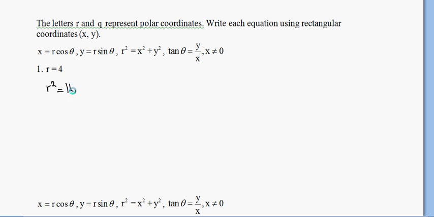So I'm going to square both sides. I get r squared is equal to 16. r squared is x squared plus y squared, so I get x squared plus y squared is equal to 16. So again, in this case we're just converting from polar to Cartesian. That means we want to get rid of all the r's and thetas and replace them with x's and y's. So the quick way for this one is to square both sides, replace r squared with x squared plus y squared, and you're all set.